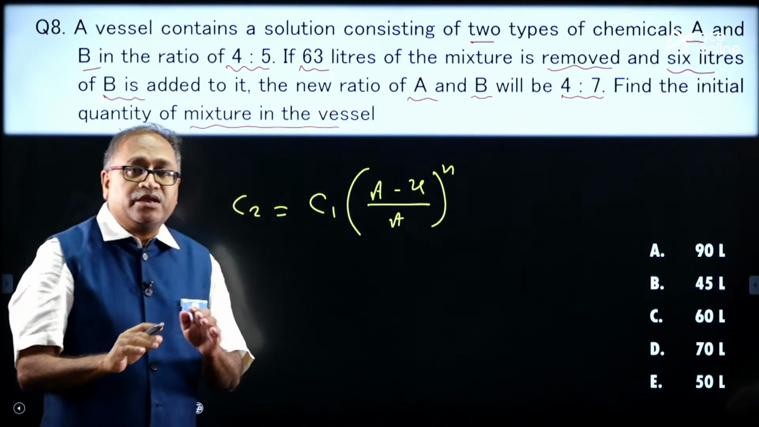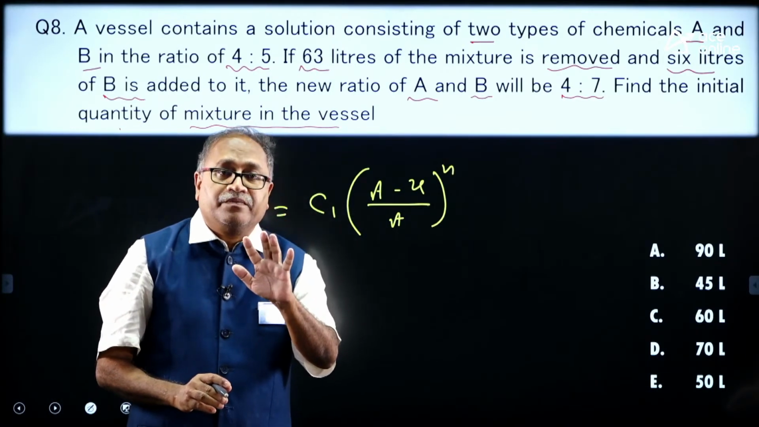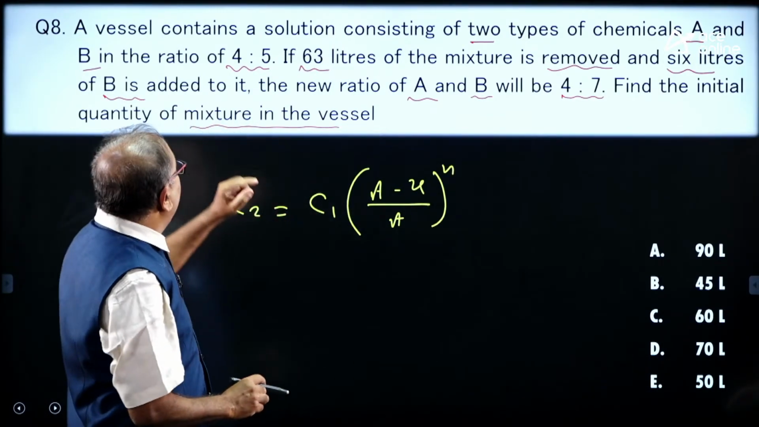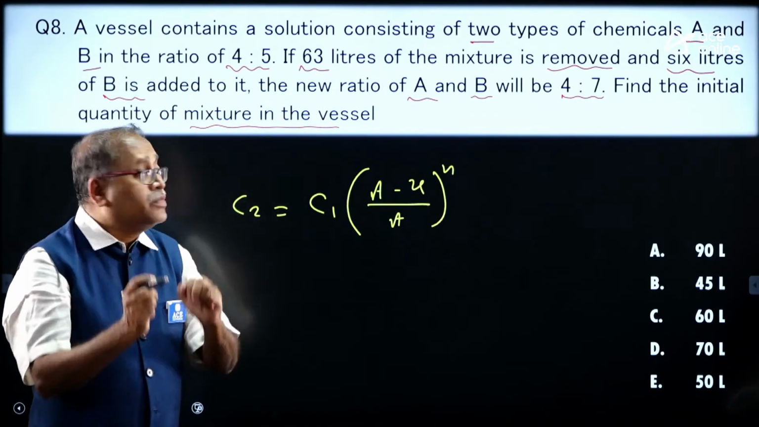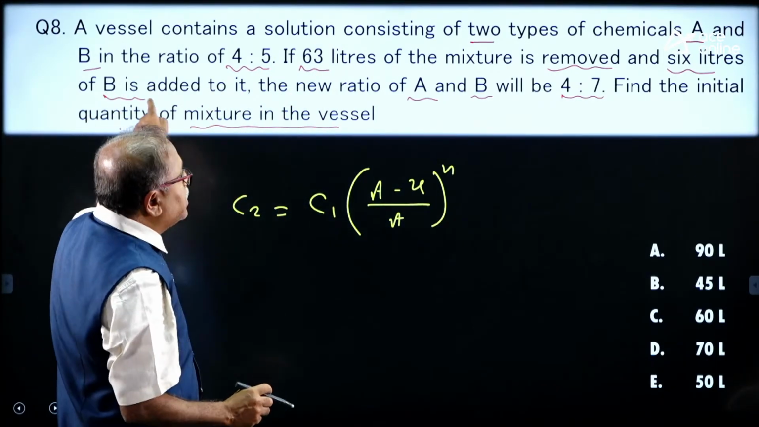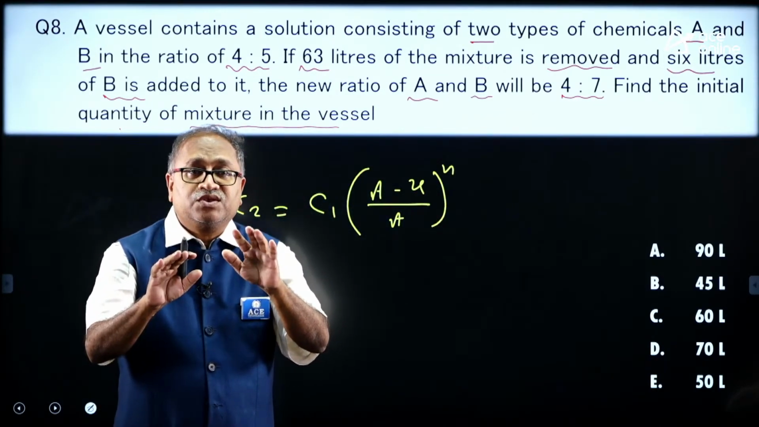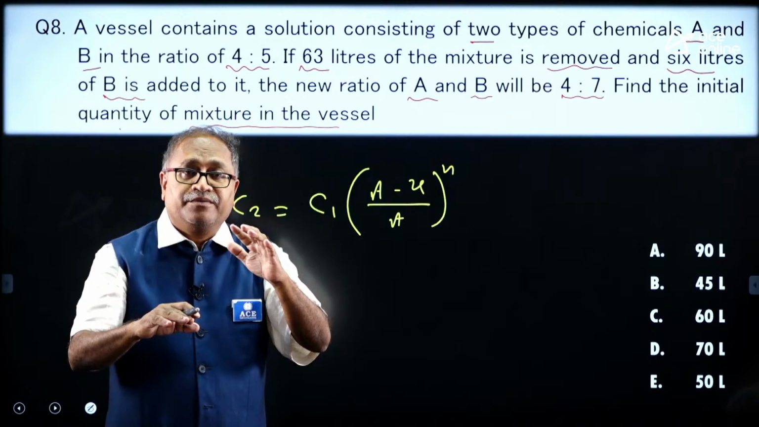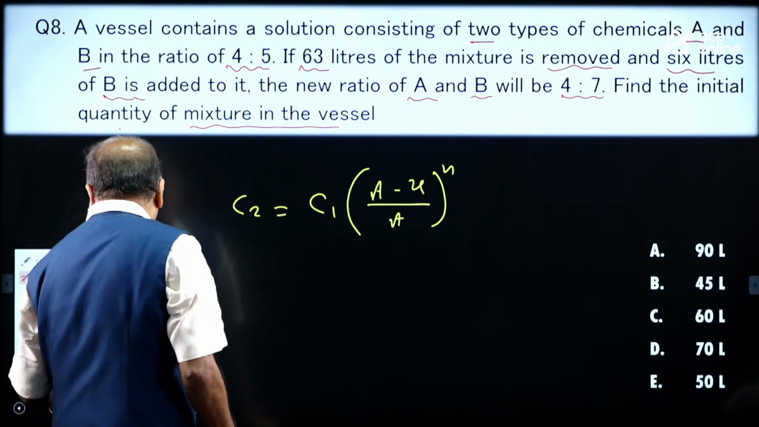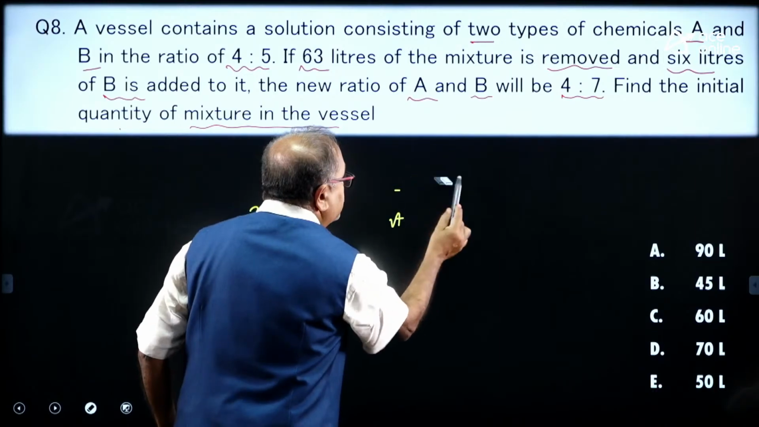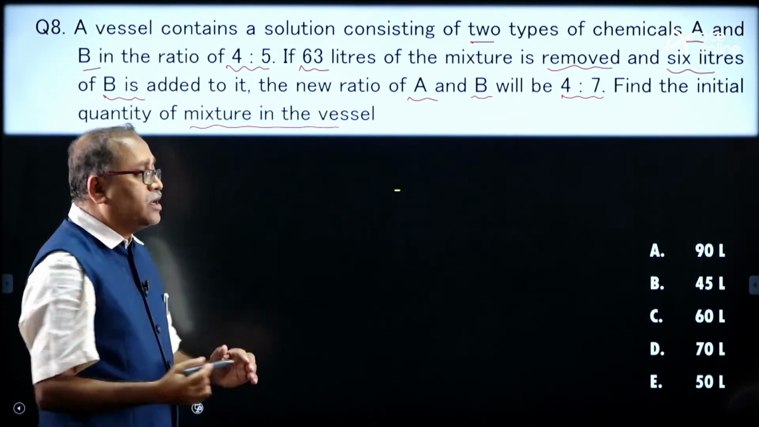This can be applied when the replaced value should be the same. But here I notice that you have taken out 63 liters of mixture and you replaced it by B, by how many liters? 6 liters. So, these quantities are different, therefore you cannot apply this formula. Come on, my dear friends, we will answer the question and I will give a start and then you can pick it up.